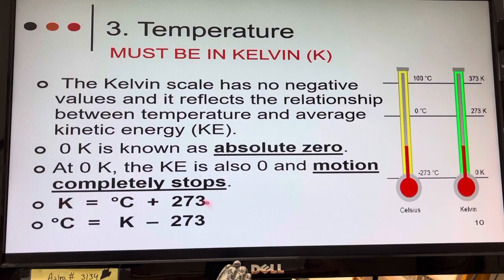So this is the important part of this slide, actually. This red up here: everything must be in Kelvin, all temperatures. And to convert back and forth, you simply add or subtract 273. If I want Kelvin, I take my degrees Celsius and add 273. If I want degrees Celsius, I take my Kelvin and subtract 273. Easy peasy.